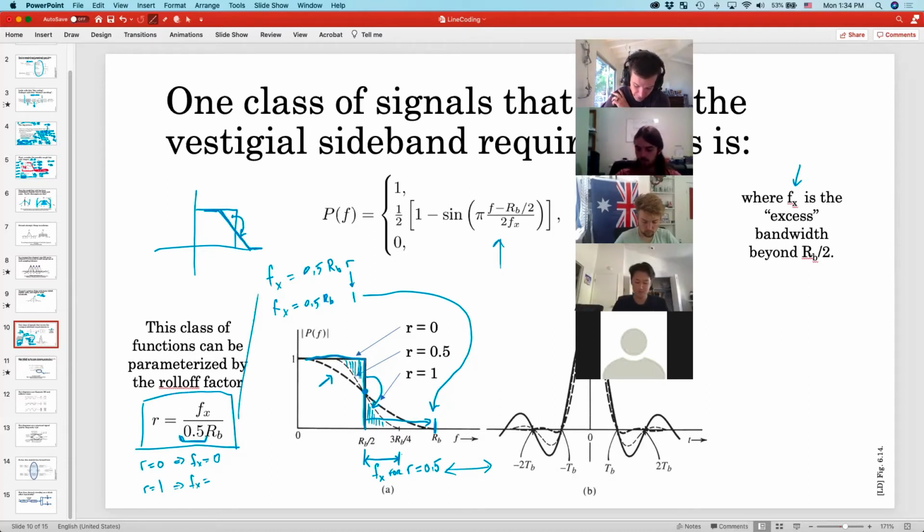So what we're looking at here is going to be a formalization of the compromise between leakage in the frequency domain and duration in the time domain. So as the roll-off factor increases, we see the effective time duration decreases.